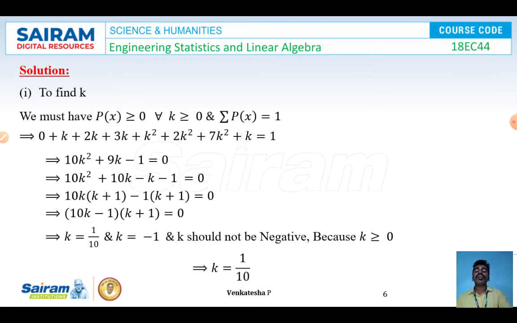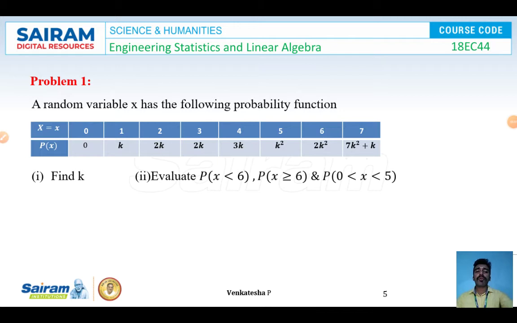So as I told, to find the value of k, the k must be positive along with p of x must be positive. Since I am taking only positive values of k, I cannot take k is equal to minus 1 since it is negative. So the value of k will be equal to 1 by 10. After finding the value of k, we have to replace this k value in the previous distribution table.